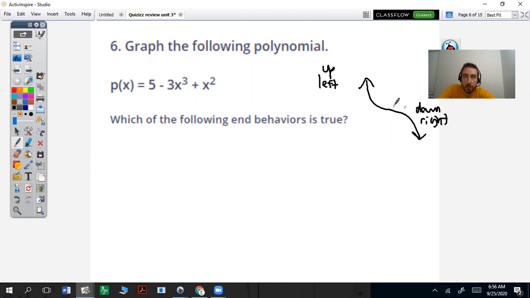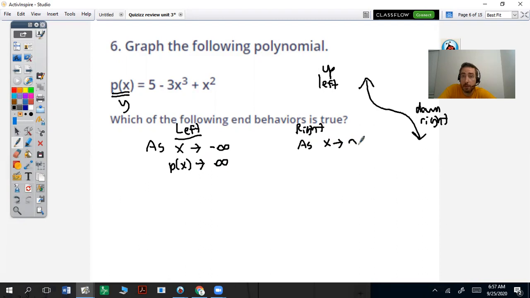There's a couple different ways to write that. Since that's p of x, that's like your y. So we say as x goes to the left, which is -infinity, y goes up, so that's going to be infinity. So that's your left end behavior. And then your right, since it goes down, you say as x goes to infinity, that's on the right side, p of x, that's your y, goes down, so negative infinity. So left, up, right, down. Next question.